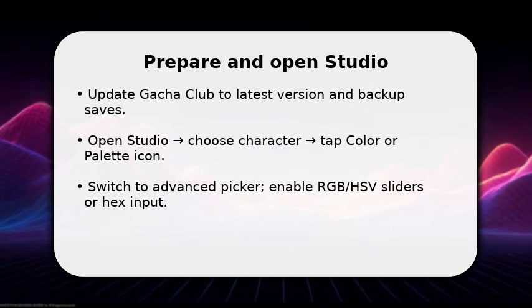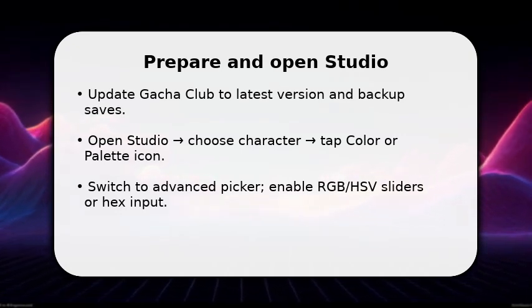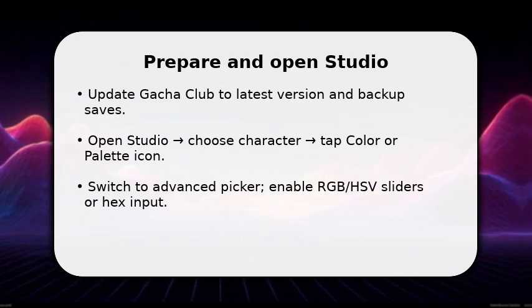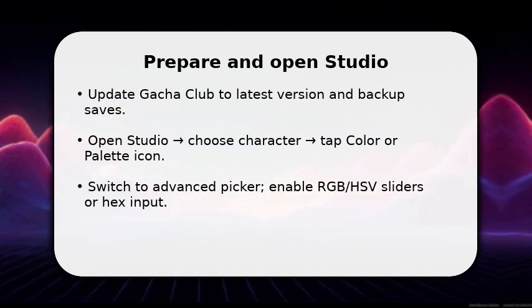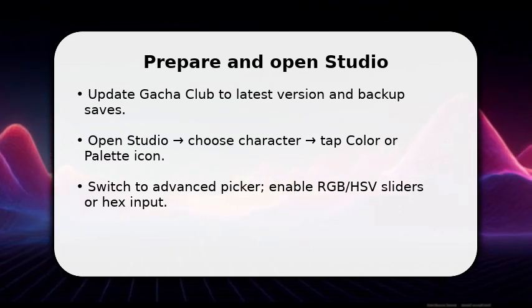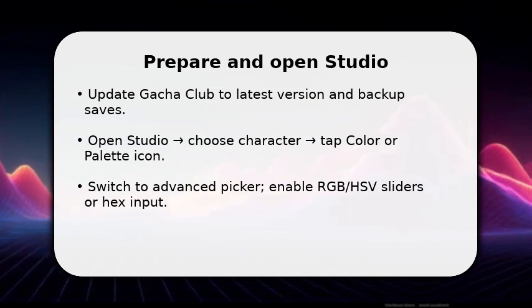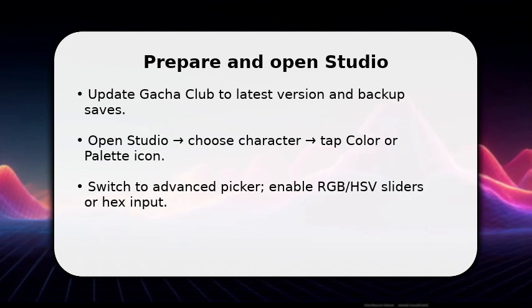Enjoy the video. You start by updating the app and backing up your account, then open Studio and pick the character you'll edit. Once there, tap the color or palette icon and switch to the advanced picker so you can use RGB, HSV, or hex input. This lets you work around blocked presets by building an exact color from numeric values.